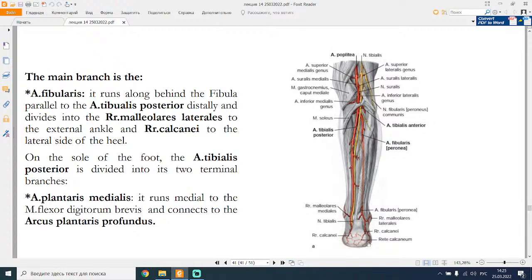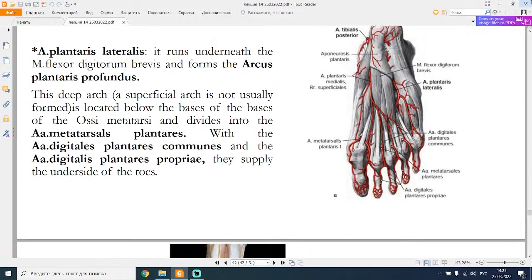On the sole of the foot, arteria tibialis posterior is divided into two terminal branches. Arteria plantaris medialis runs medial to musculus flexor digitorum brevis and connects to the arcus plantaris profundus. What do you see? Arteria plantaris lateralis, with arteria tibialis posterior.